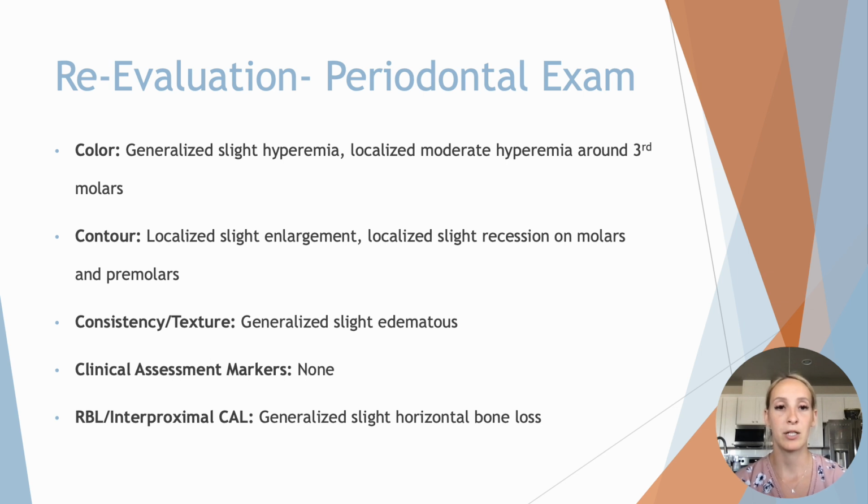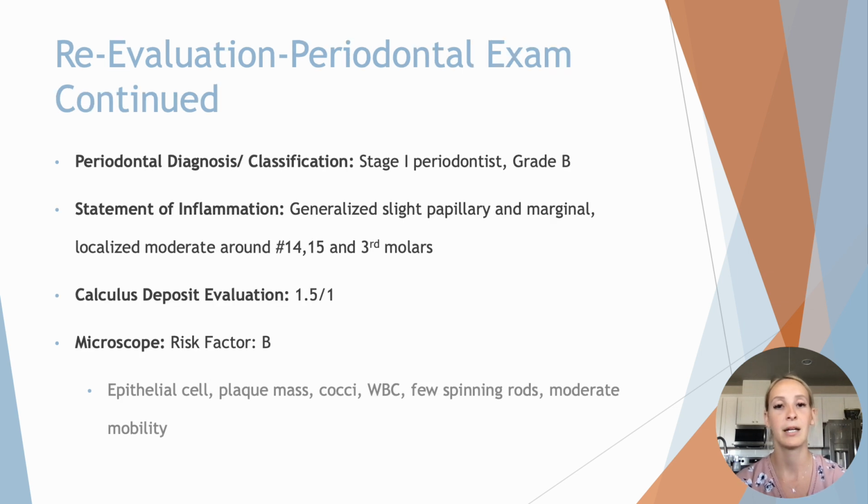At his reevaluation appointment, the periodontal exam color was generalized slight hyperemia, localized moderate hyperemia around the third molars. Contour: localized slight enlargement with localized slight recession on the molars and premolars. Consistency and texture: generalized slight edematous. Clinical assessment markers, there was none. RBL and interproximal CAL: generalized slight horizontal bone loss. The periodontal exam continued from the reevaluation appointment.